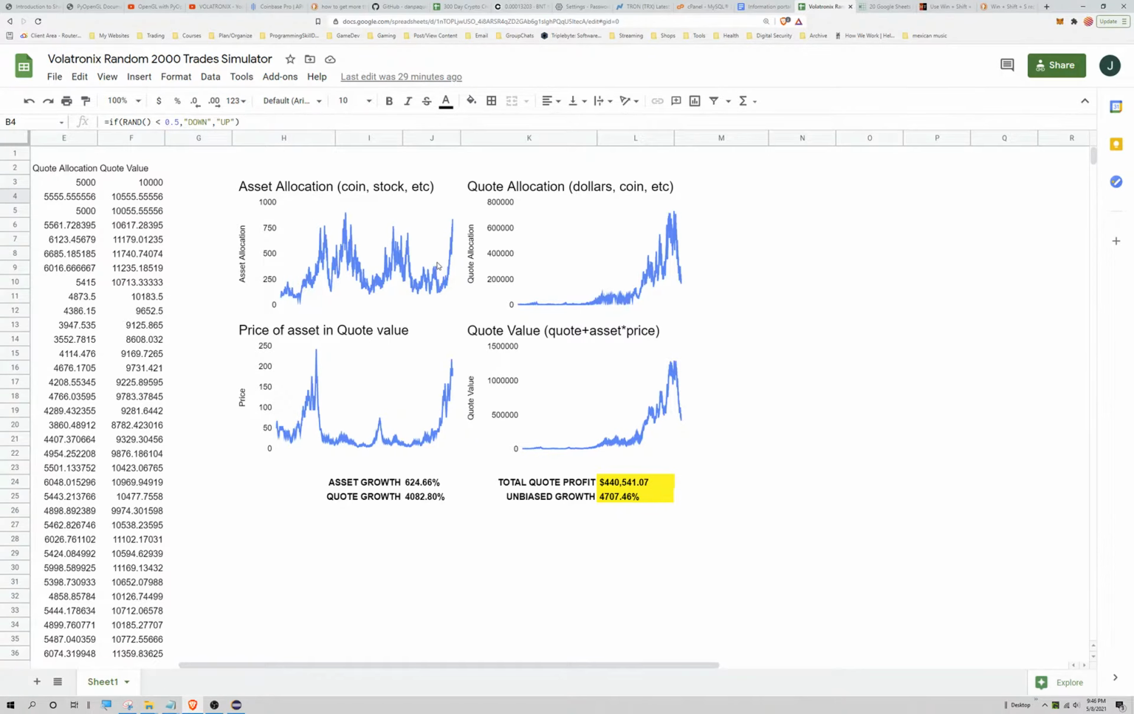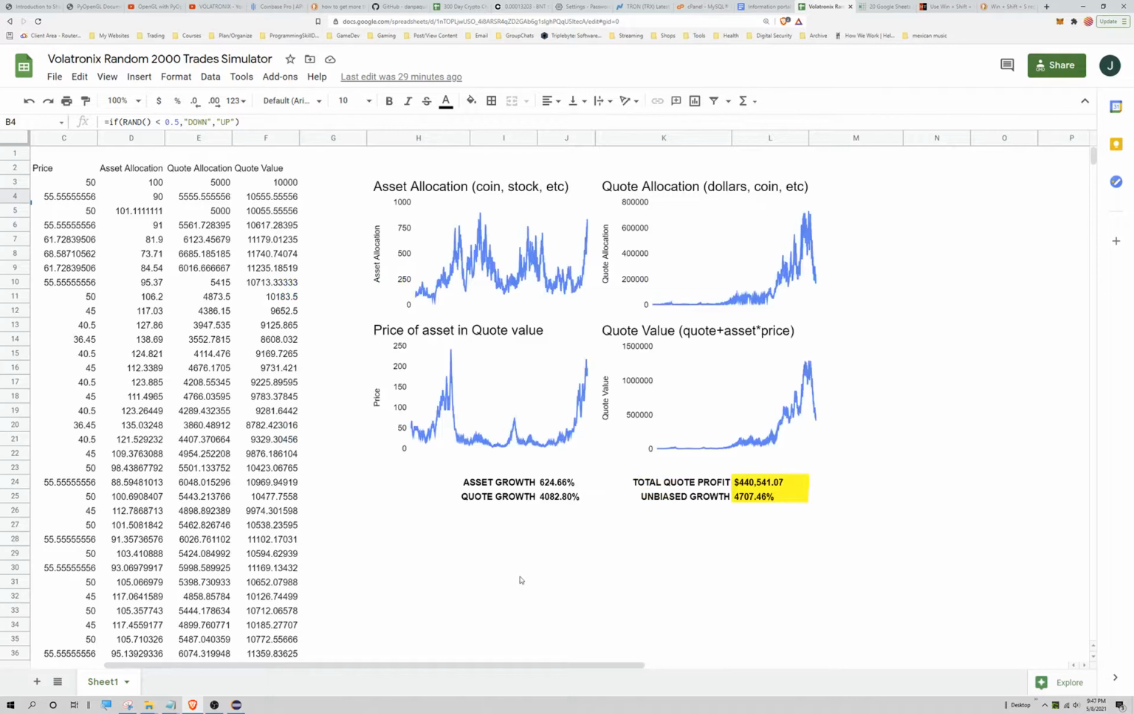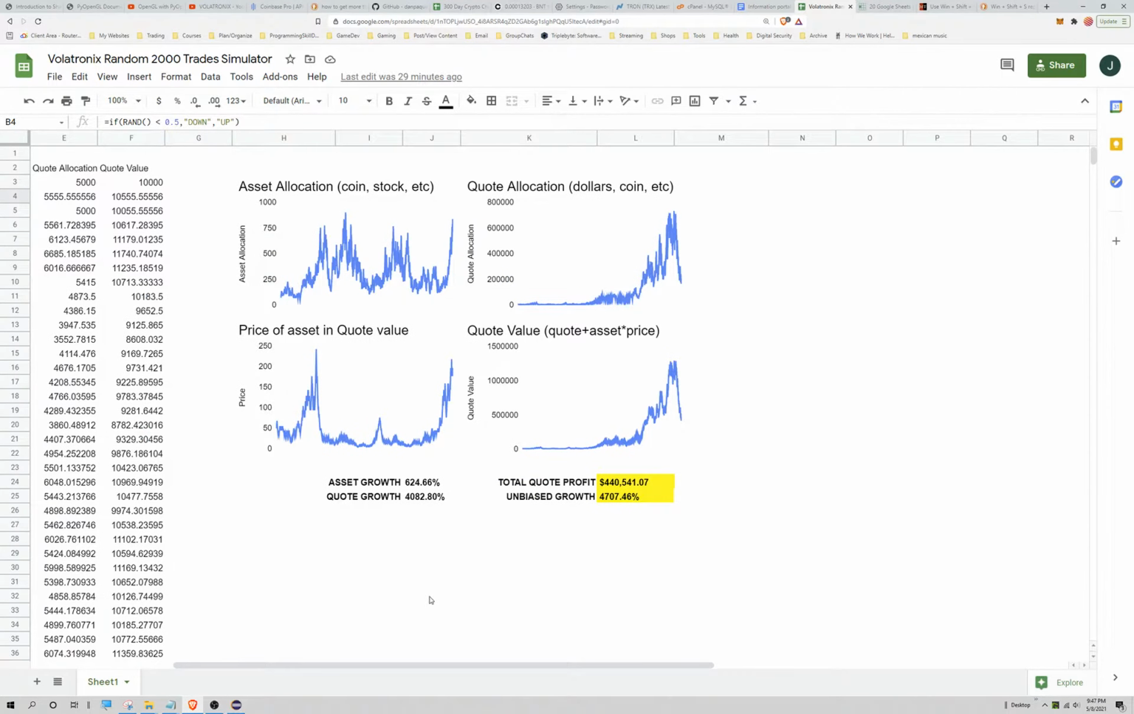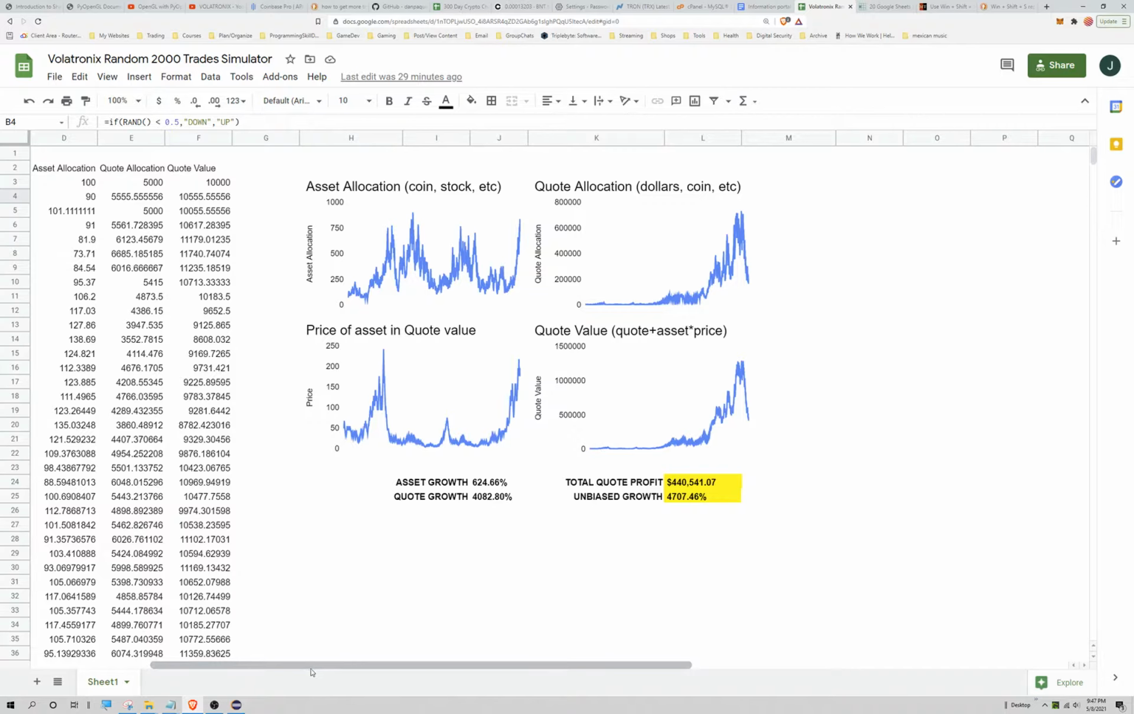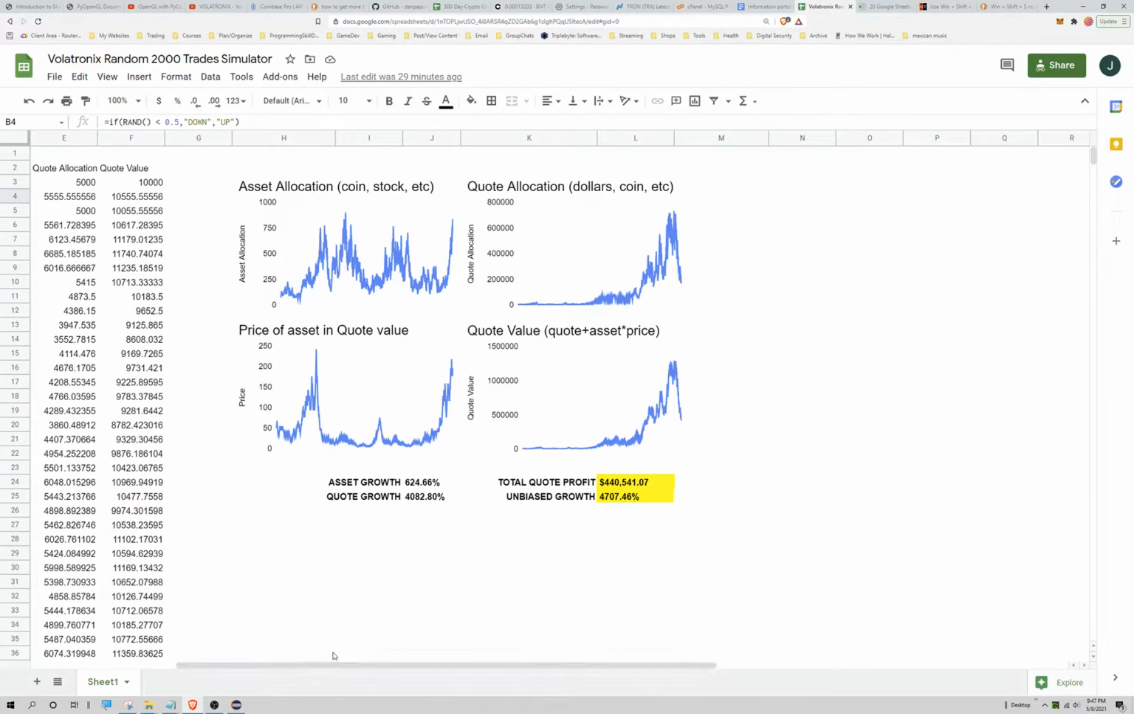Also, just know that there are limitations put on it by the trading exchange and the number of decimal places. The number of decimal places is a limitation, and the minimum trade size and the required precision of the trade itself. Those are limitations, but the theoretical Volatronix will never run out of money of either allocation, right? And generally, the value of the entire account will go up. The value of the quote allocation size will go up, and the asset size will go up.